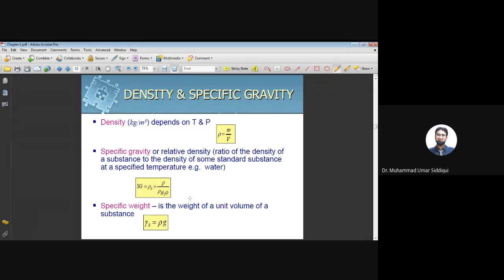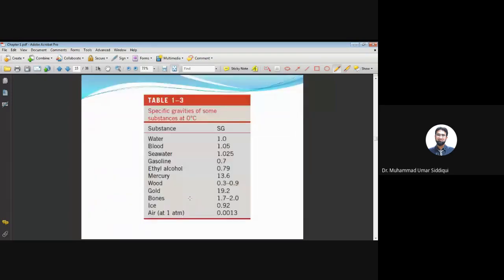Okay. So specific gravity is something which is a ratio of two things and is going to define if something is heavier than water or lighter than water. So let's have an example here. For example, look here, table 1.3. Water has a specific gravity of 1. Makes sense, because we're talking about water, so density of water by density of water will be 1.